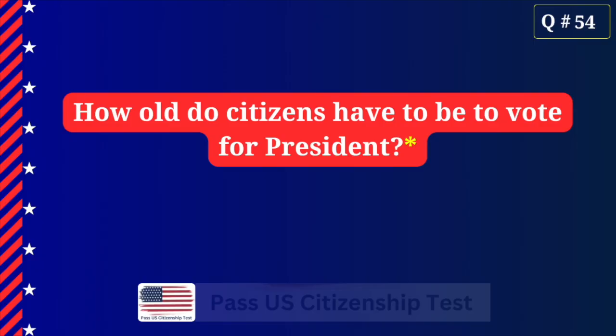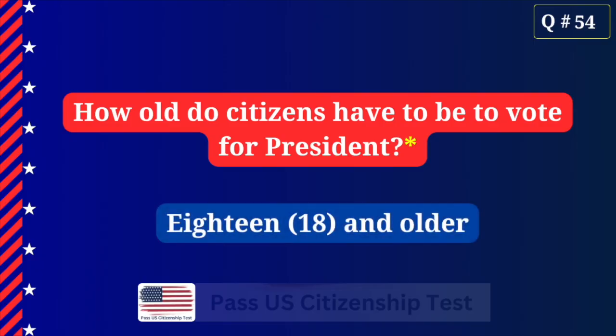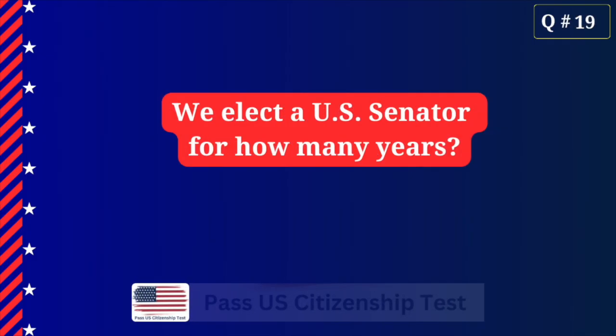How old do citizens have to be to vote for president? 18 and older. We elect a U.S. Senator for how many years? 6.